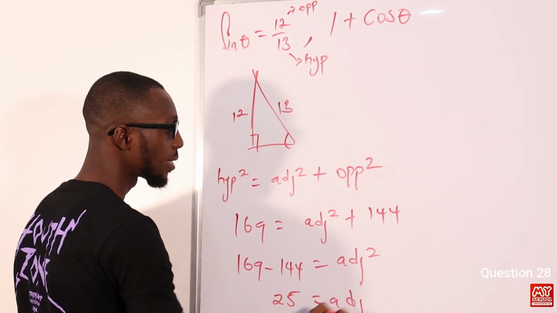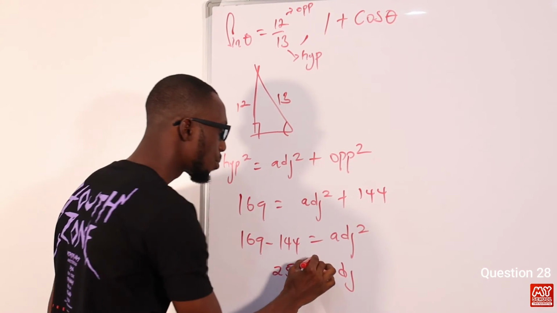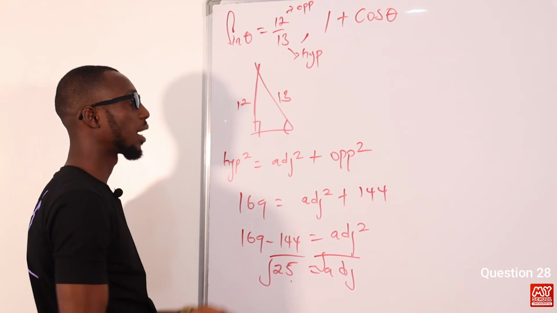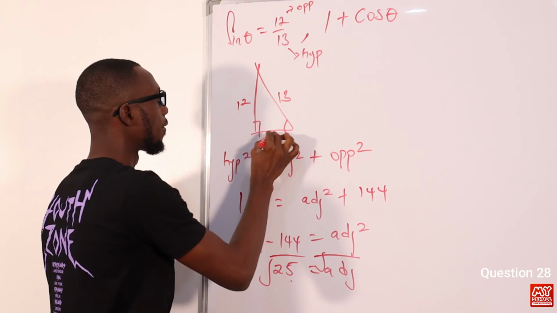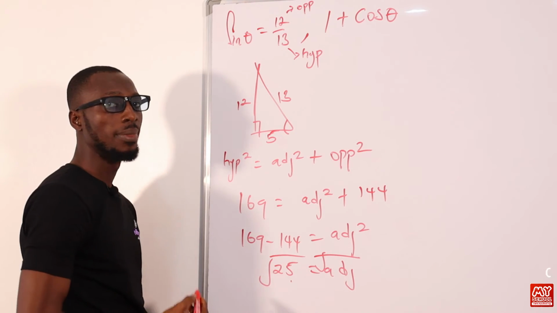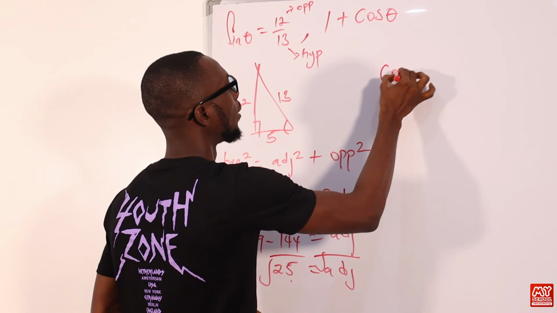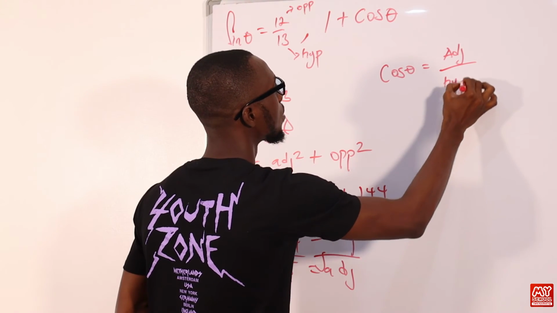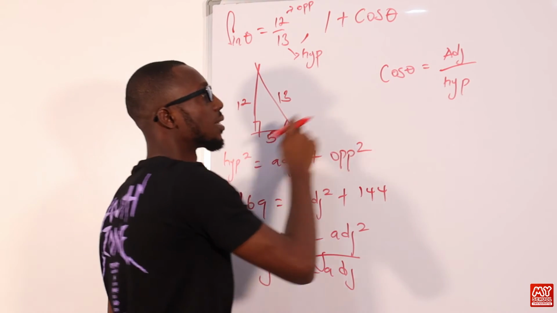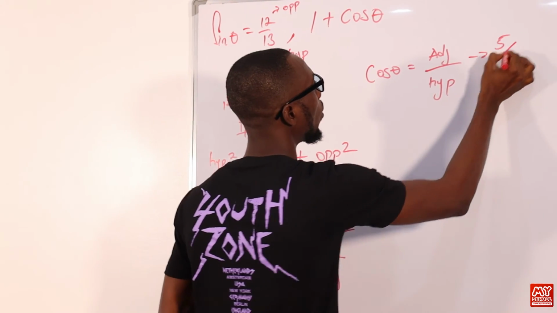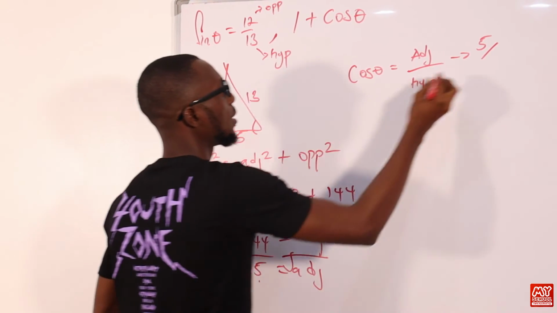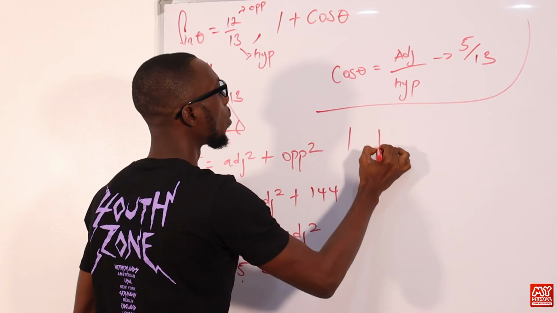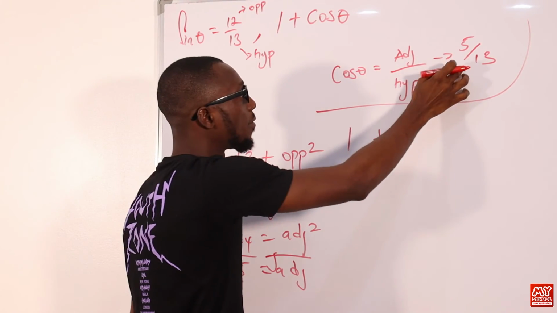So we are looking for adjacent, not adjacent square. We square root both sides. The square root of 25 is 5. So we can find our adjacent as 5. Do we see that now? So remember, cos theta equals adjacent over hypotenuse. So our adjacent is 5 over our hypotenuse, 13. So if we want to fix it into this, that will be 1 plus cos theta, and cos theta is now 5 over 13.